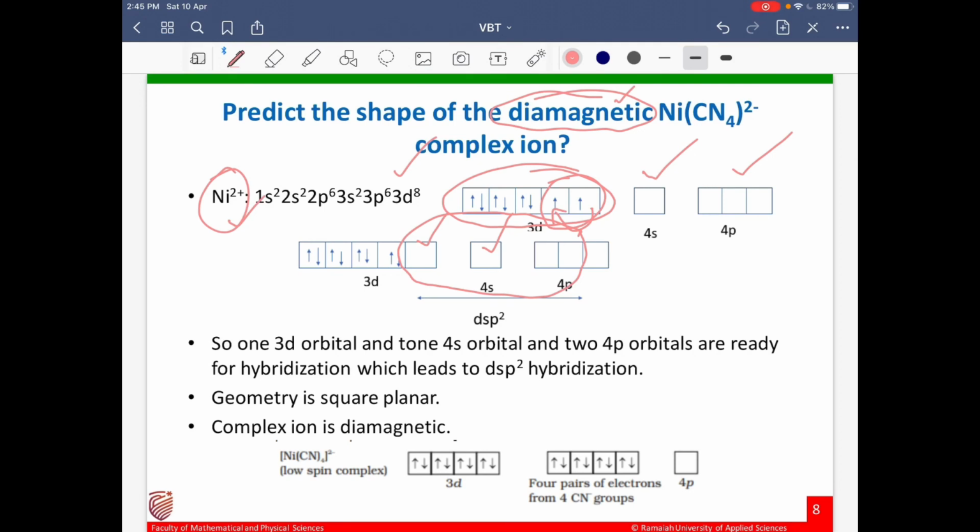These orbitals will undergo hybridization to form dsp2 hybridized orbitals. So a total of 4 dsp2 hybridized orbitals will be there, and those will take part in the bonding. Here the geometry is square planar and the complex ion is diamagnetic in nature.